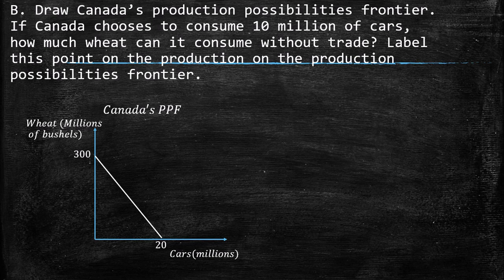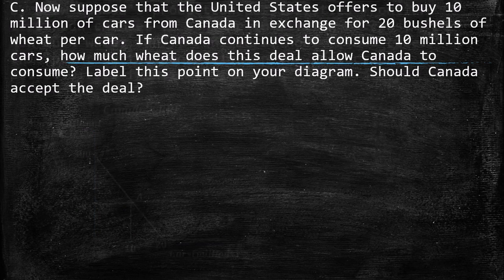So we have here the production possibilities frontier. Here, if Canada chooses to consume 10 million cars, that is 20 divided by 2, which is 10, and 300 divided by 2 is 150. So this is going to be the point that they are going to consume and produce.